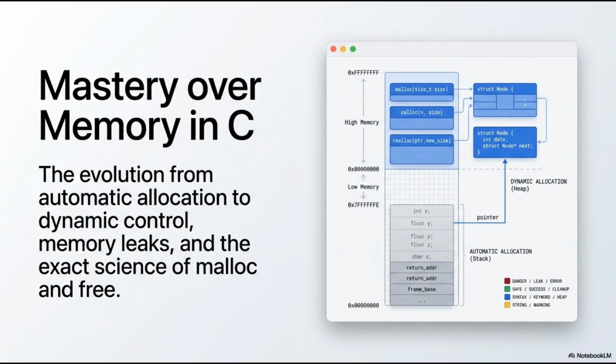Welcome to this explainer. If you've ever felt totally boxed in by arrays that just won't grow, or frustrated by memory that completely disappears the second a function ends, you are absolutely in the right place. Today, we're going to journey from the restrictive, padded-room safety of automatic memory allocation straight into the raw, unbridled power of dynamic control in C. We are going to completely demystify exactly how memory works under the hood.